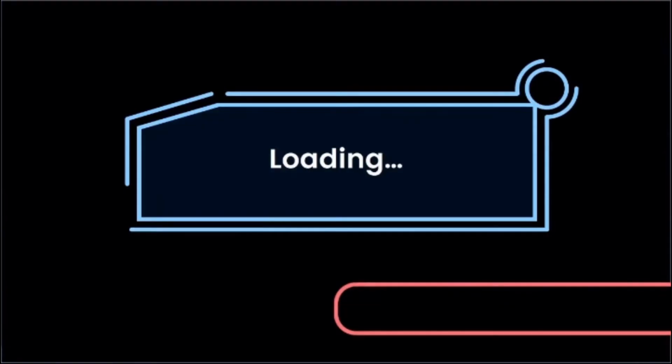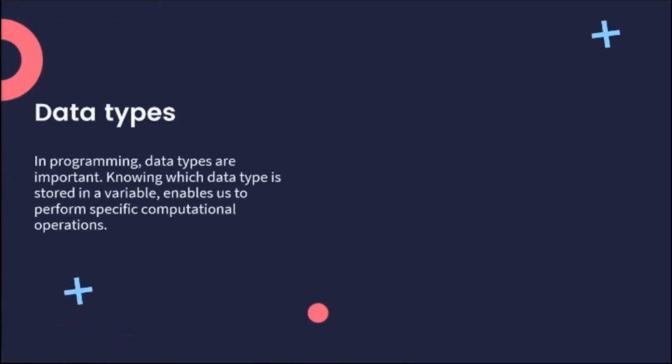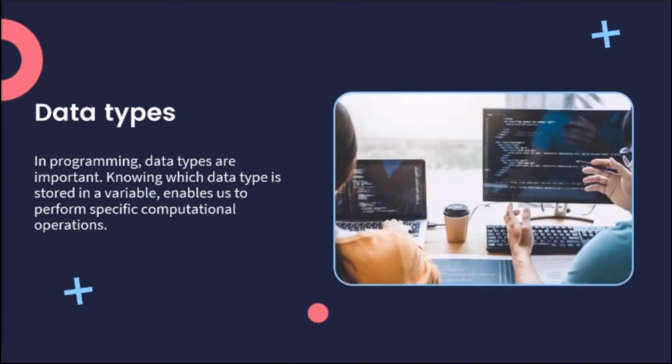Excellent. So without wasting any time, here is the first topic today, and that is JavaScript data types. Now, what exactly do we mean when we refer to data types in JavaScript? Well, you pretty much guessed it right. In programming languages, data types are quite important. And the reason for that is we can use data types and store them in variables so that we can perform some sort of computational operation at a later stage.